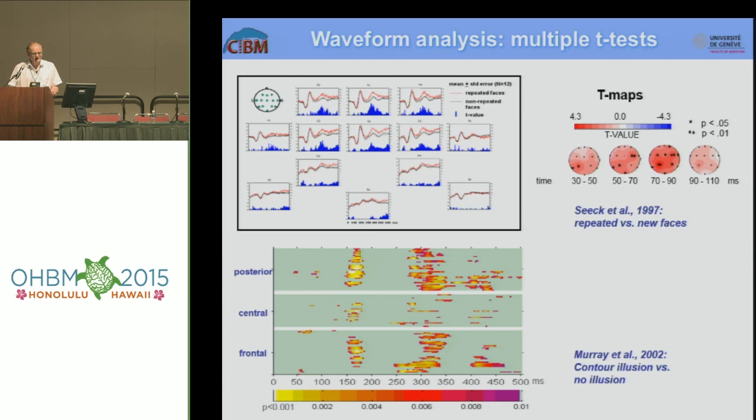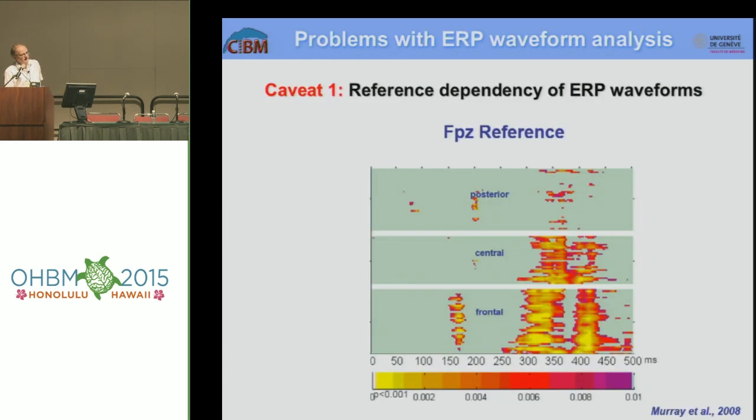It is a bit dangerous because you have a lot of t-tests to do here. You have a lot of time points and a lot of electrodes, so you have to correct for this multiple testing in one way or the other. But there are other problems with this type of analysis, and one important problem Thomas already mentioned is the reference dependency. The EEG, as Thomas explained to you, is a measure of differences between two electrodes, normally the difference between the active electrode and the reference electrode.